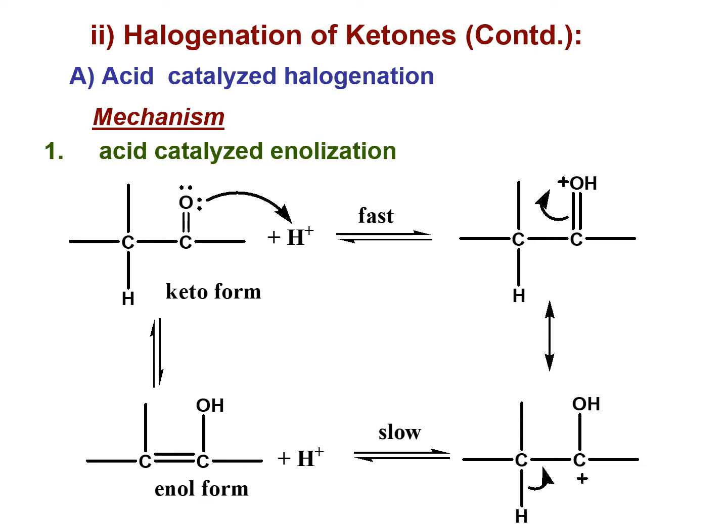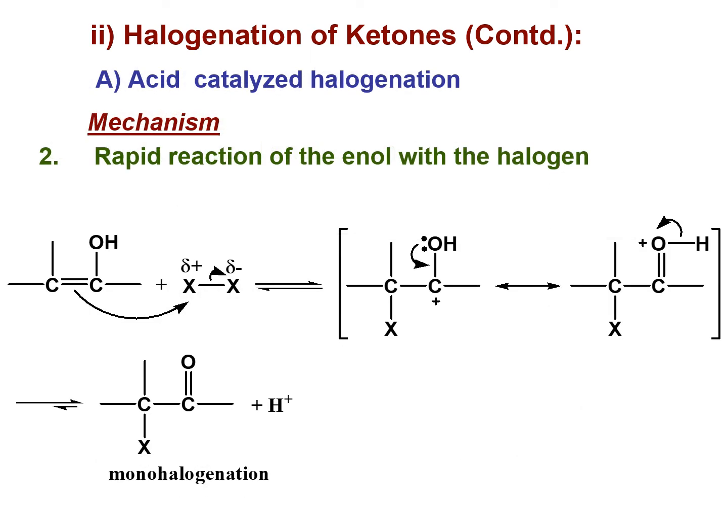First of all, when we deal with the acid catalyzed reaction, as we said, the first step will be the protonation, giving the enol form. And then this enol form will attack the halogen to put it on the alpha carbon in place of the alpha acidic hydrogen, giving your final product as a monohalogenated non-terminal compound.